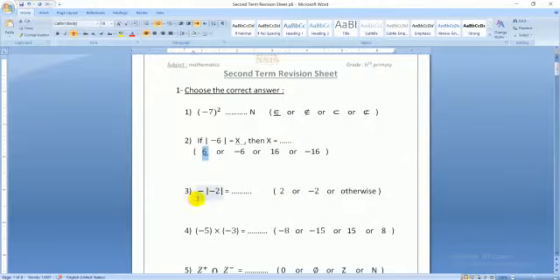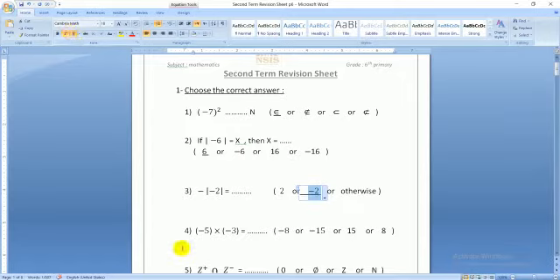Number 3, negative absolute negative 2. First, you must solve the absolute. Absolute negative 2 equals 2, because absolute cancels the negative inside it. But here, there is a negative sign outside. So the answer will be negative 2.